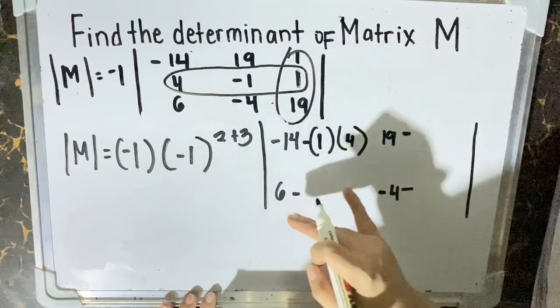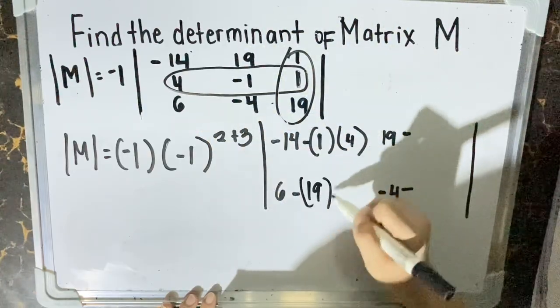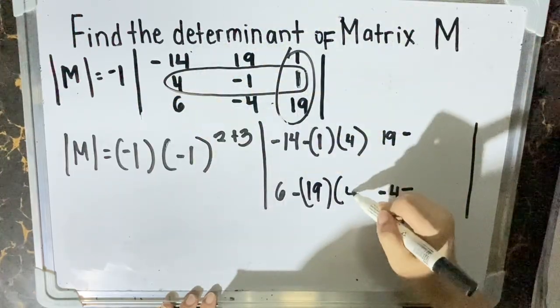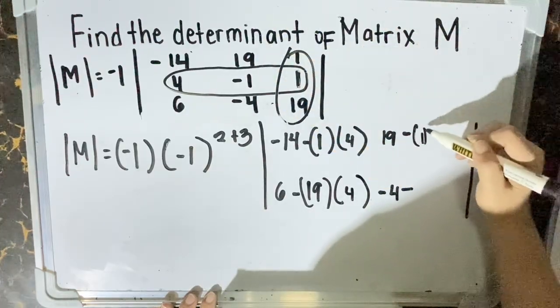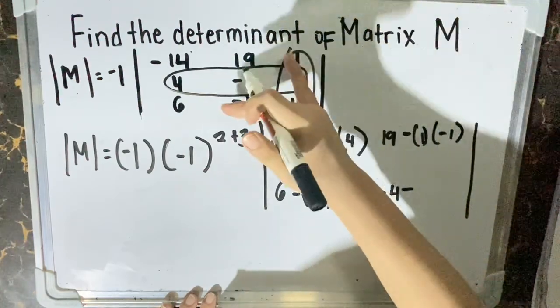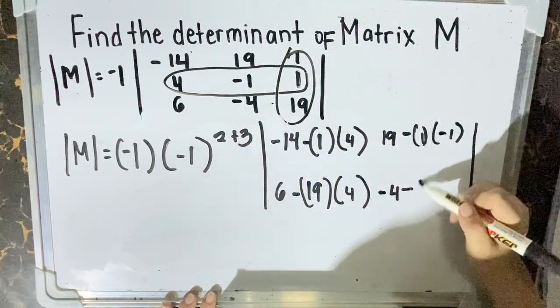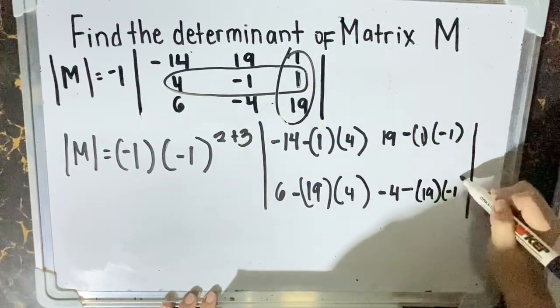and 6 minus 19 multiplied by 4. 19 minus 1 multiplied by negative 1. And negative 4 minus 19 multiplied by negative 1.